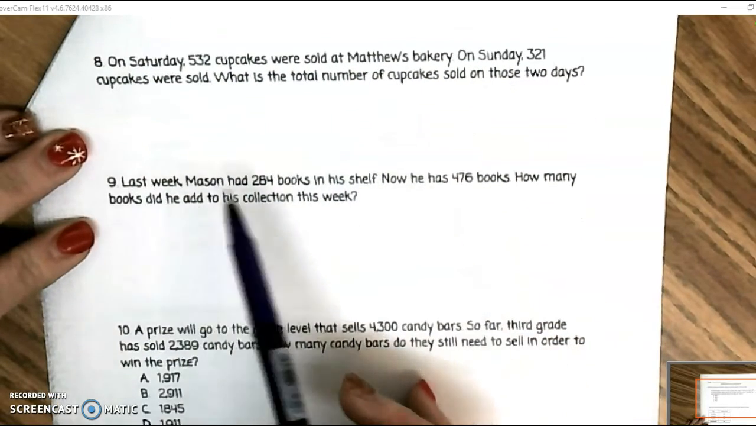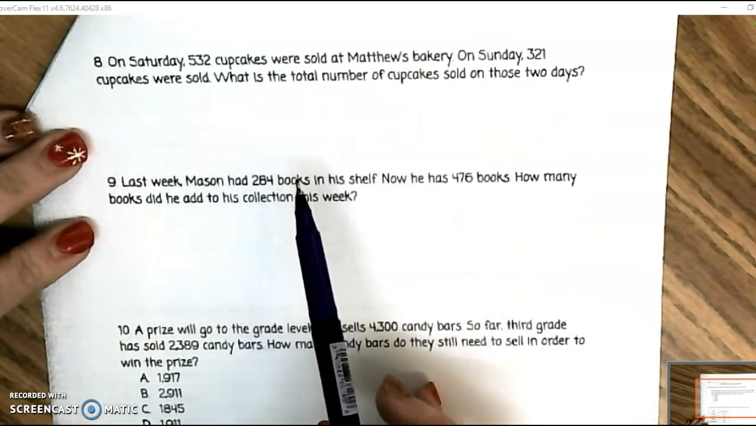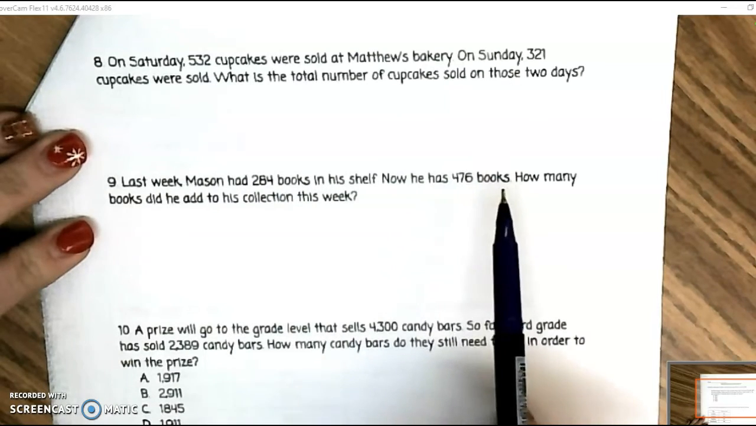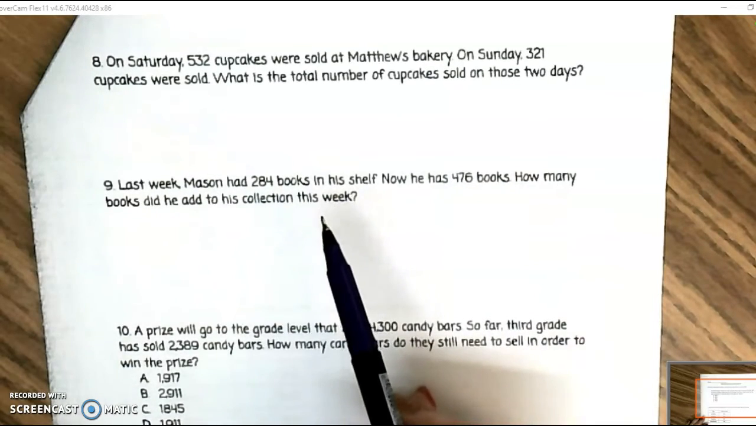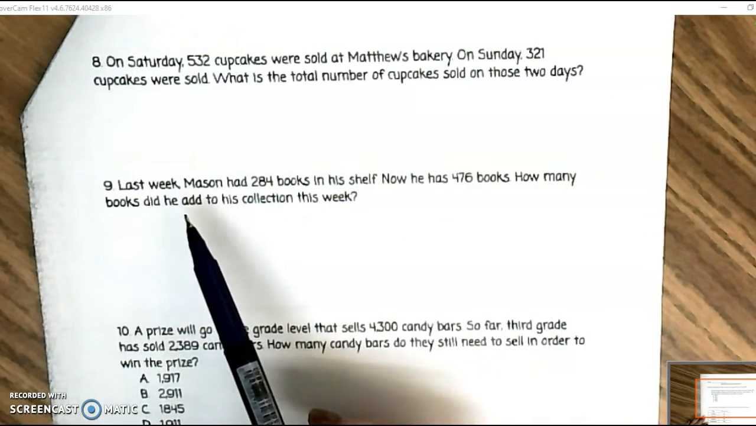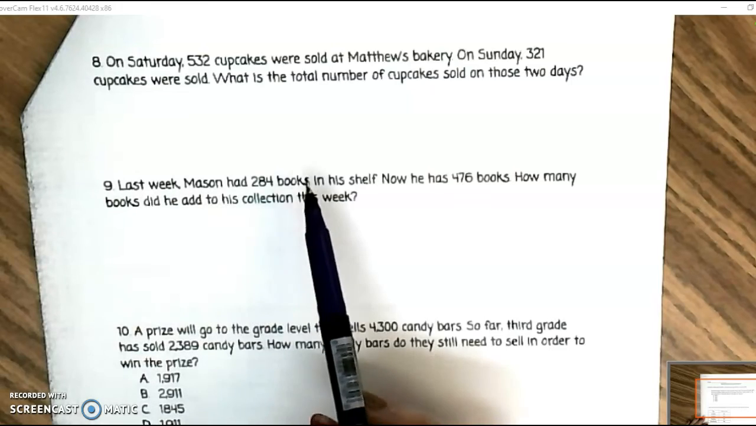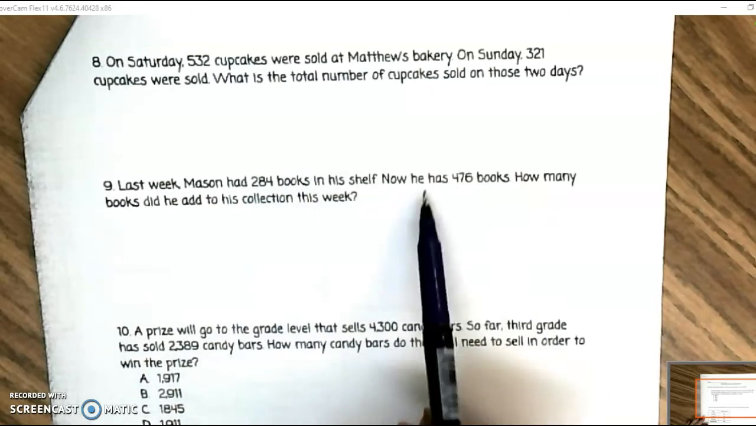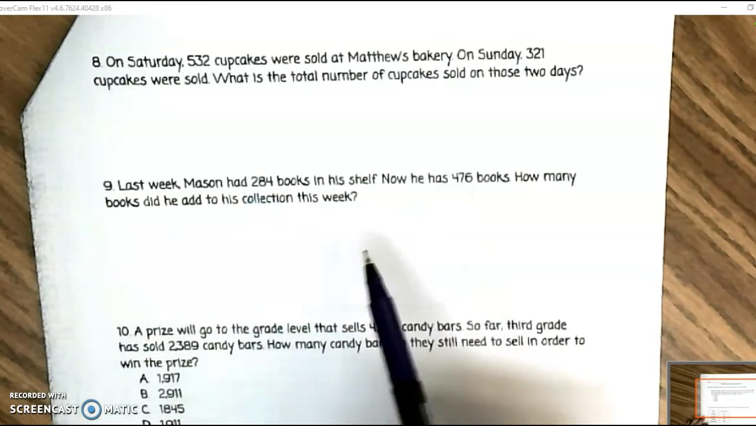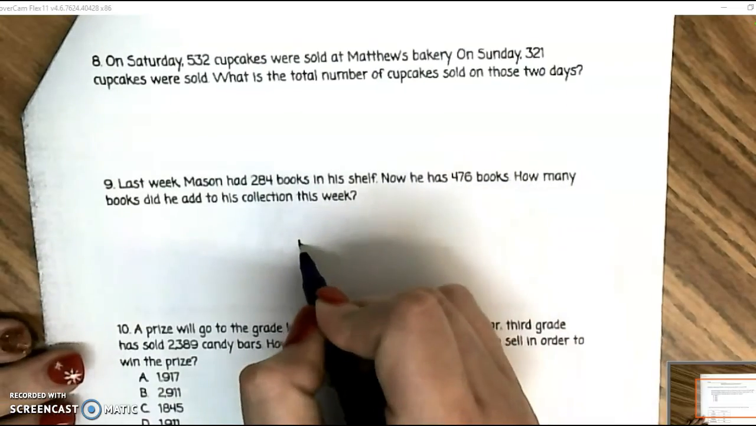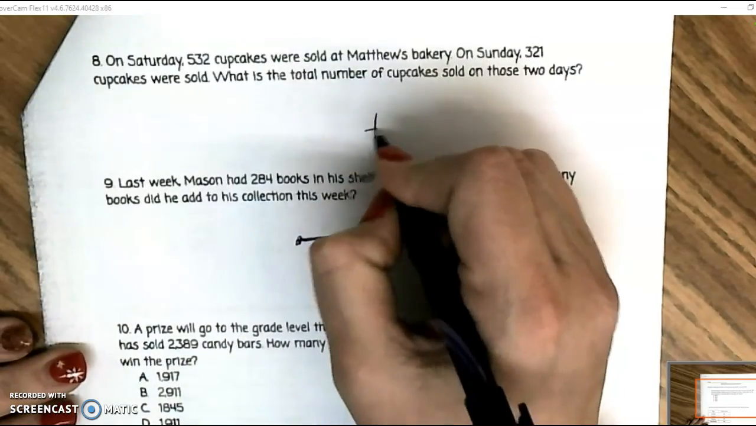This one, last week he had this many books. Now he has 476. How many did he add to his collection this week? This one, just because it says add, doesn't mean we're adding. We're moving from this number to this number, and it wants to know the difference between them. So we would subtract in this one. We would add here, subtract.